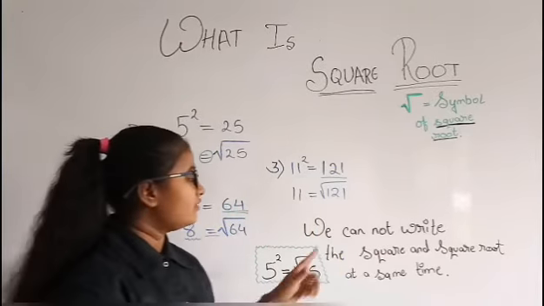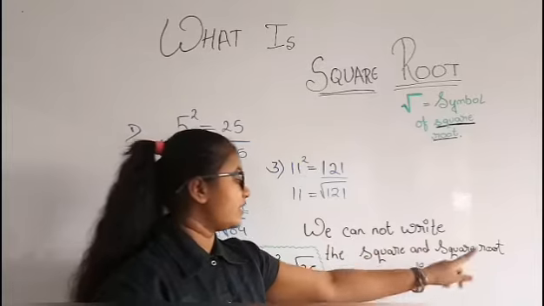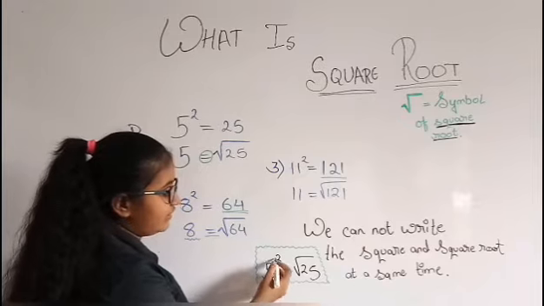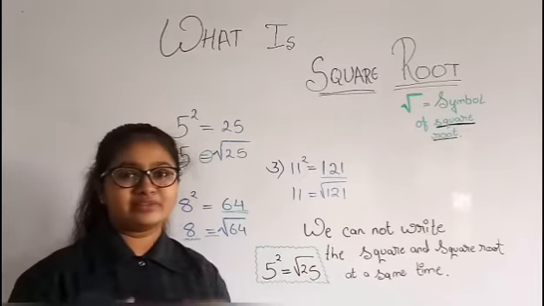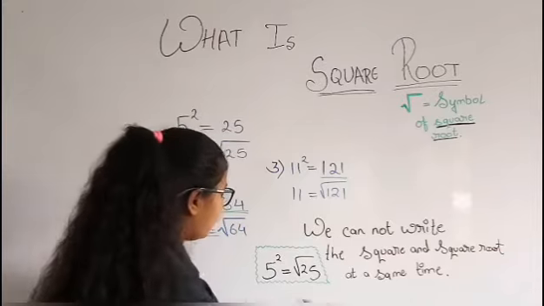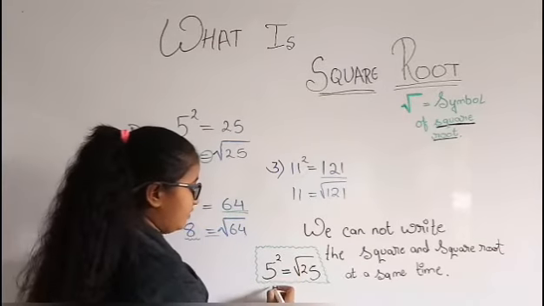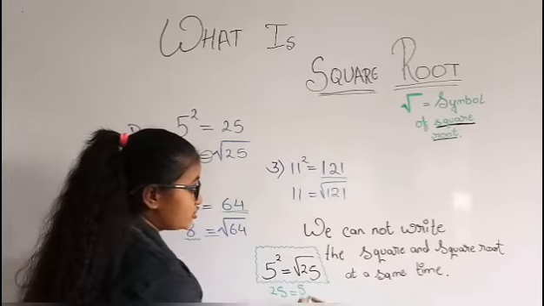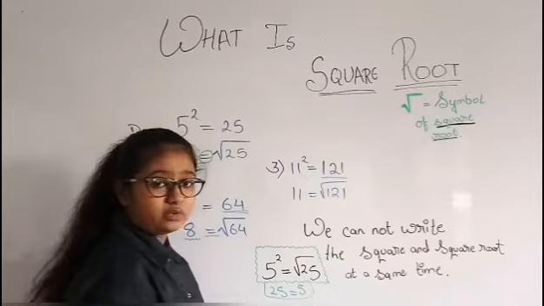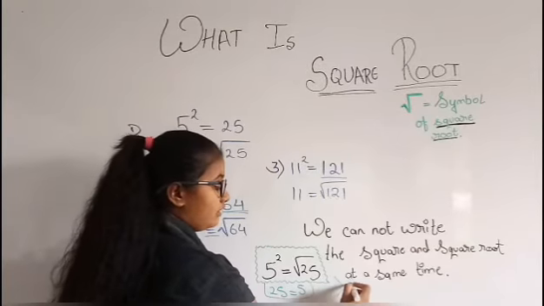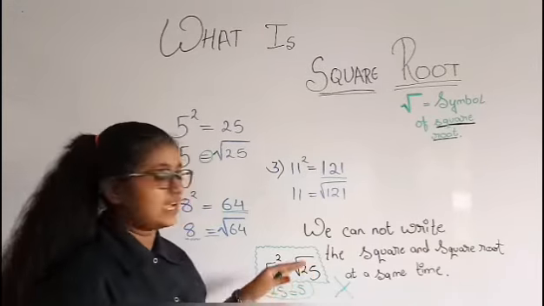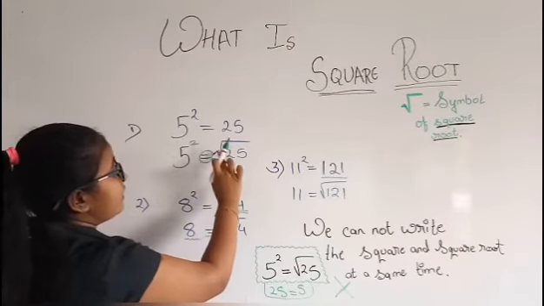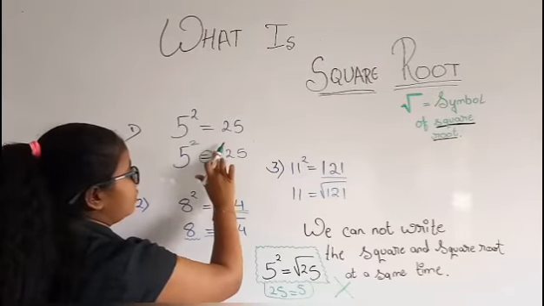Think about it, we cannot write the square and square root at the same time. If I write square of 5 equals under root 25, what will be the meaning of this? When we are writing square of 5, it means this 25. But under root 25 is 5. So these 25 and 5 are not equal. So it is totally wrong. We can't write these at the same time. If we are writing square here, we have to remove these under root.